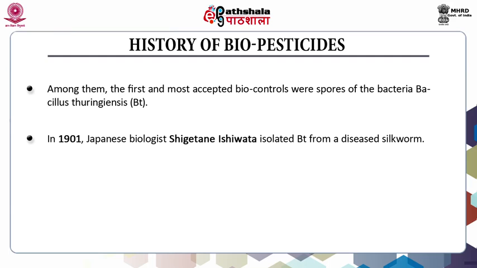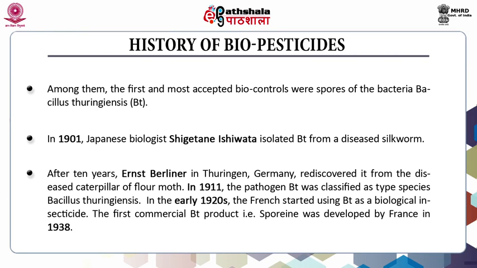In 1901, Japanese biologist Shigetane Ishiwata isolated Bt, that is Bacillus thuringiensis, from a diseased silkworm. After 10 years, Ernst Berliner in Thuringen, Germany, rediscovered it from the diseased caterpillar of the flour moth. In 1911, the pathogen Bt was classified as the type species Bacillus thuringiensis. In the early 1920s, the French started using Bt as a biological insecticide. The first commercial Bt product, that is Sporeine, was developed by France in 1938.